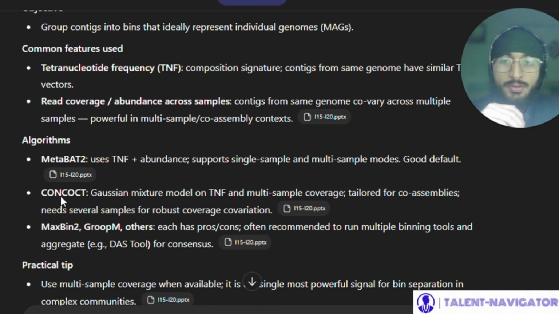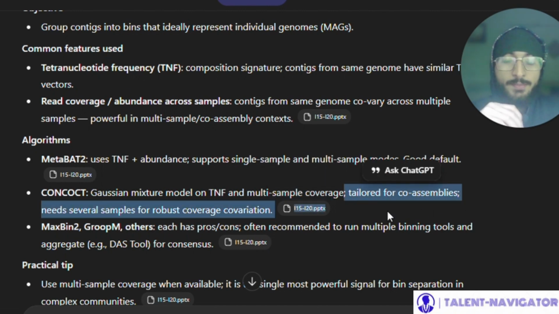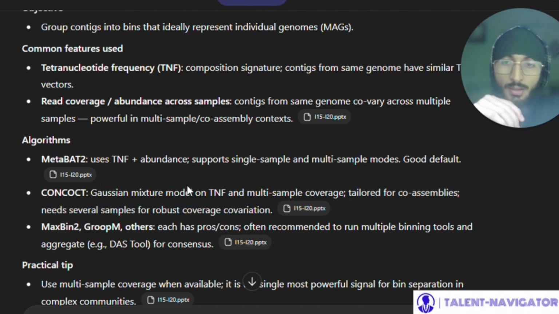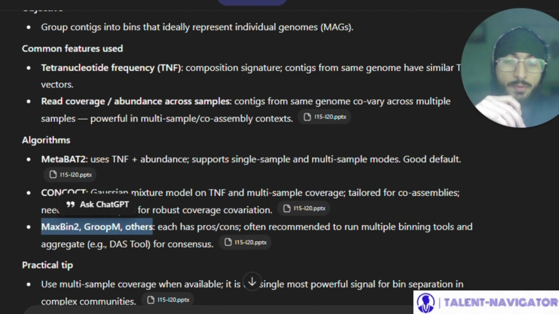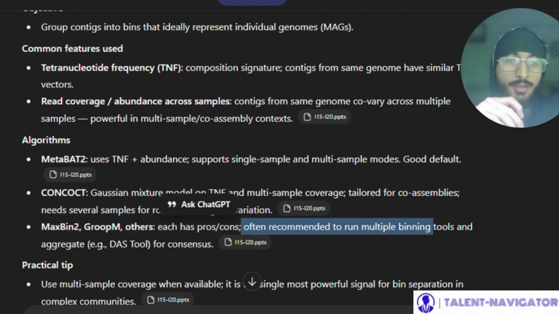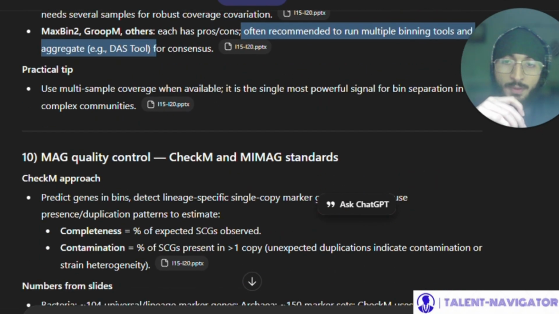So we have the most famous algorithm, that is CONCOCT. It uses a Gaussian mixture model on TNF, that is tetranucleotide frequency, and multi-sample coverage, tailored for co-assemblies. It needs several samples for robust coverage covariation. And we have other examples of algorithms like MaxBin2 and GroopM, where each has some pros and cons. It is often recommended to run multiple binning tools and aggregate for consensus.